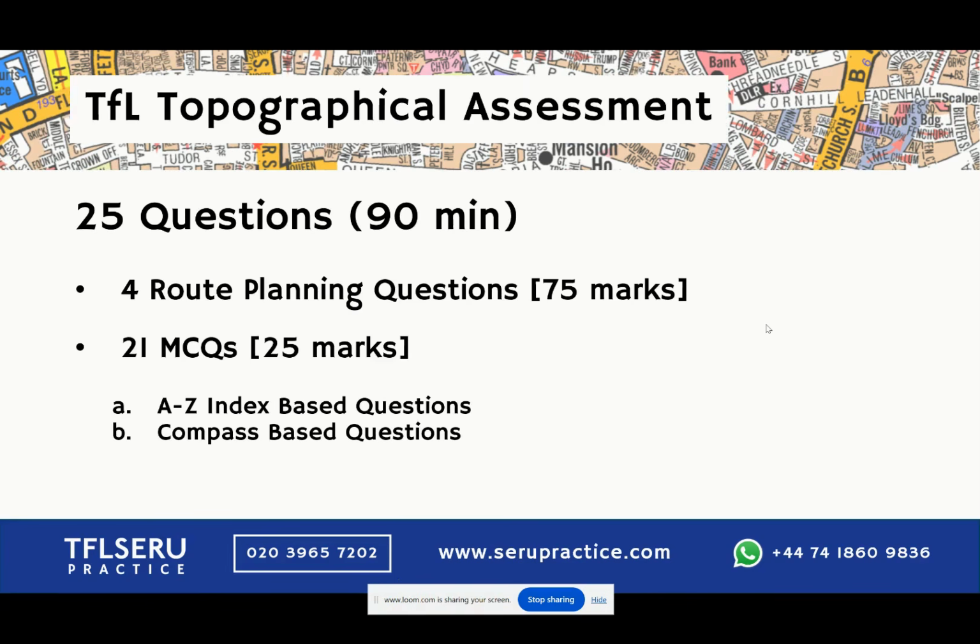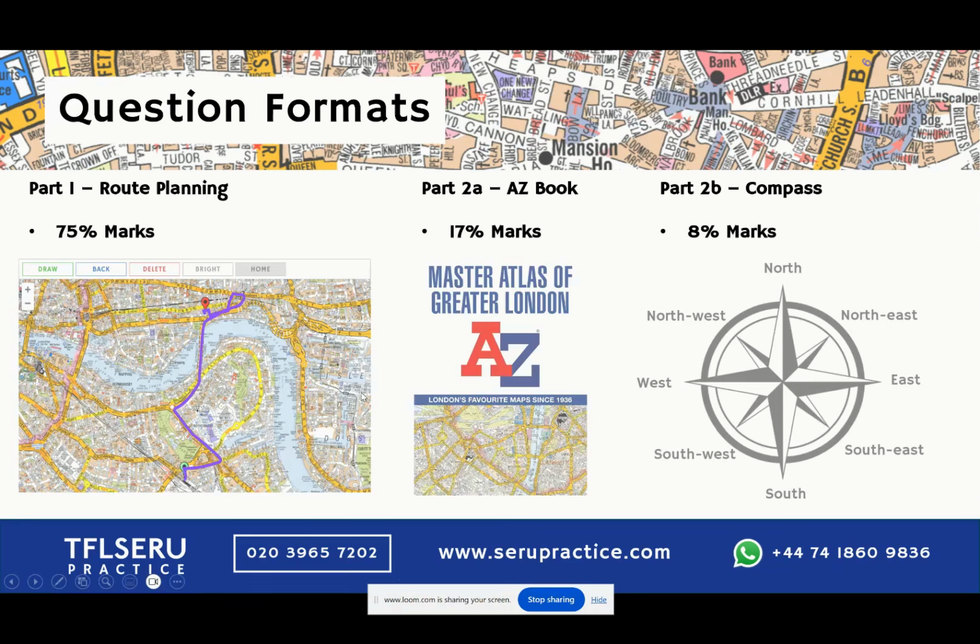Here is a quick overview of the assessment. The first 4 questions are route planning questions, and then you have 21 multiple choice questions. So to illustrate this, this is what it looks like. Some of you may already be familiar with these maps. The first part of the assessment are the route planning questions. You're going to have 4 of these questions, and these involve using a special software to plot a route.